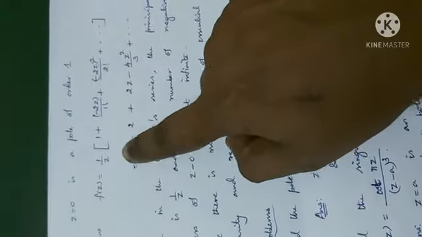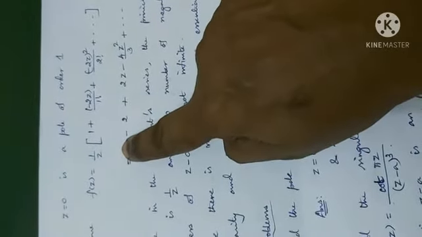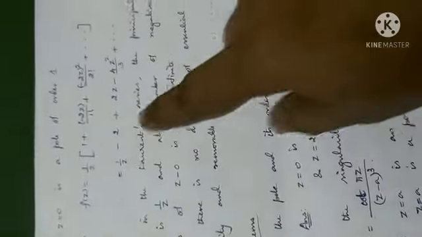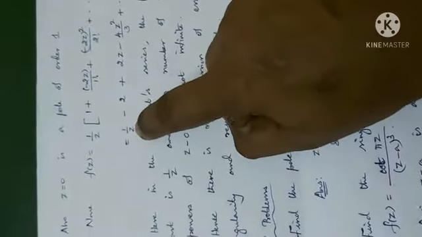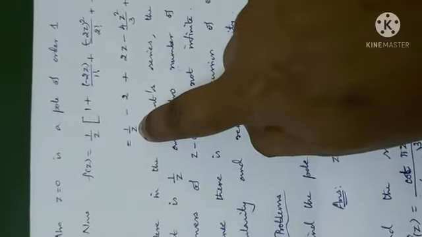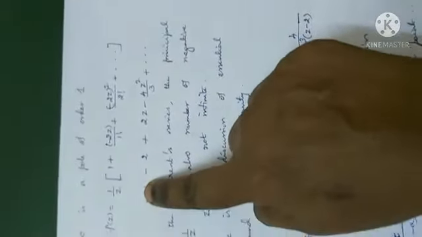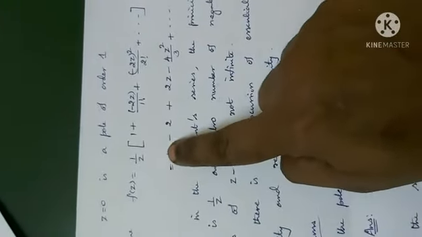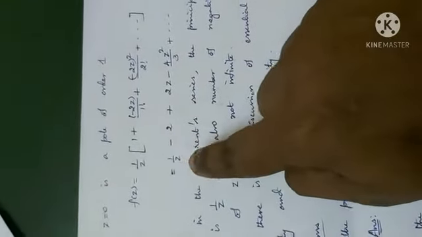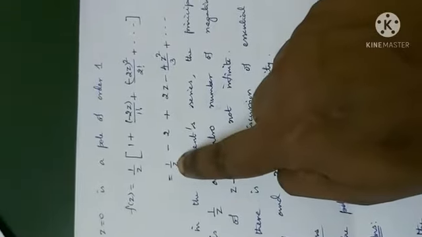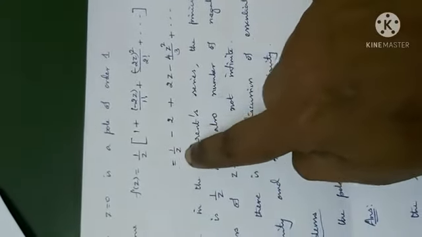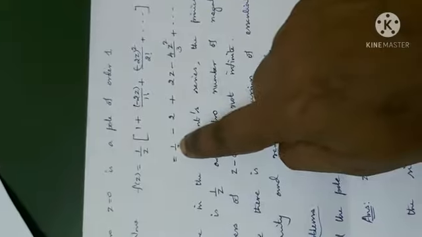When there is no negative power, we say removable singularity. Even if just one term has no negative power, we talk about removable singularity. But we have a negative power here, z power minus 1, a negative power of z minus a. So we cannot talk about removable singularity.